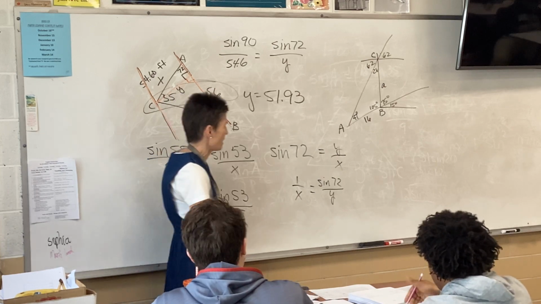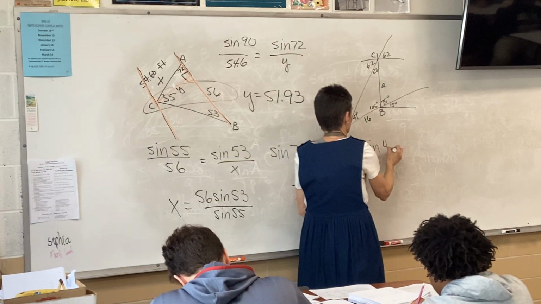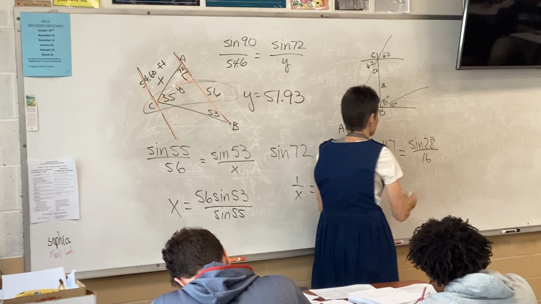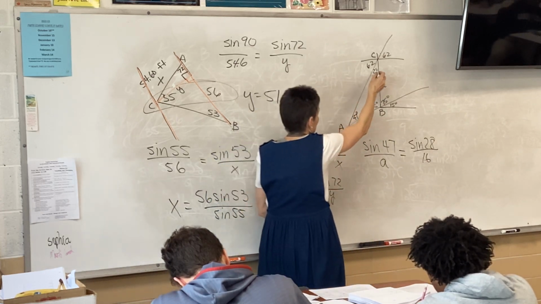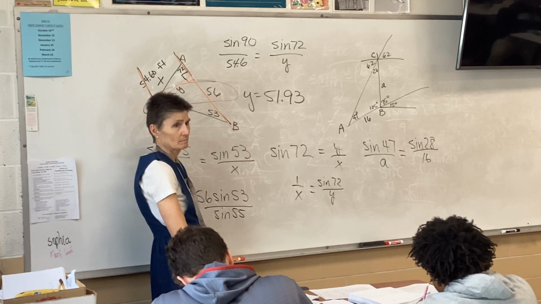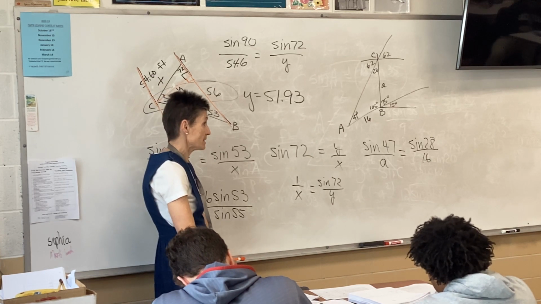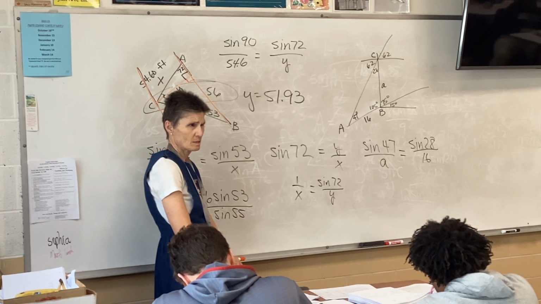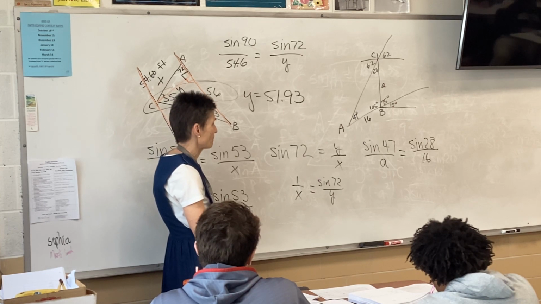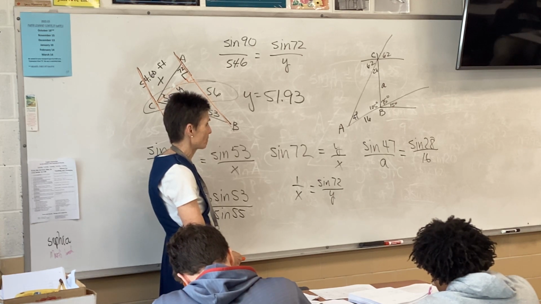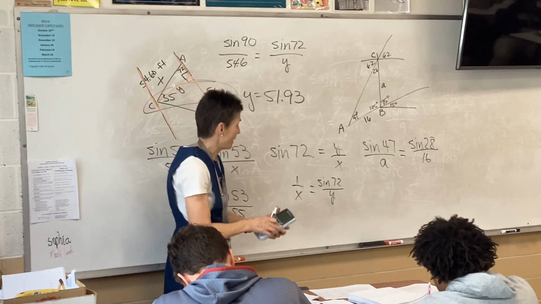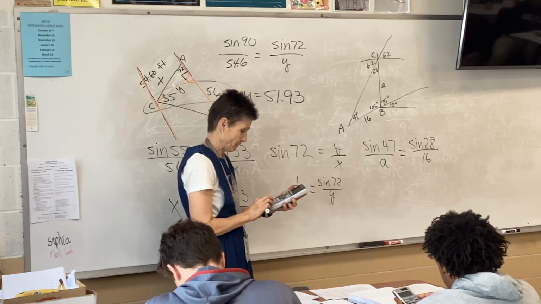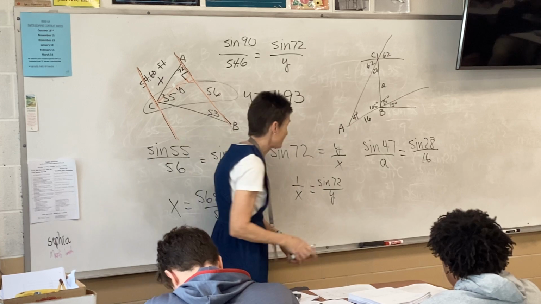Well, I think that's easy, right? Sine 47 over A equals sine 28 over 16. That seems pretty easy. I think what would make it hard is if the picture weren't drawn for us, that might make it a little harder. But now it's easy. So what do we get? 24.93. Okay, fast. 24.93, is that what you said? Yeah.